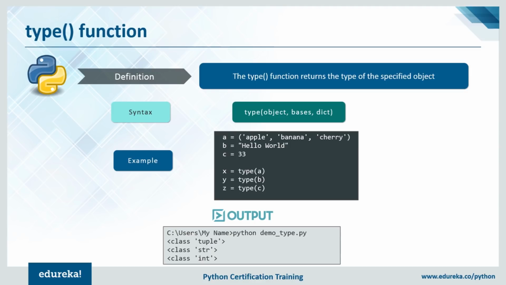So check out this particular example. I have A equal to apple, banana and cherry, B equal to hello world and C equal to 33. As soon as you try to find out the type of A, B and C, you can realize, right? The first one is a tuple, the second one is a string, hello world, and the third one is definitely an integer, A, B, C respectively. As easy as that, guys.